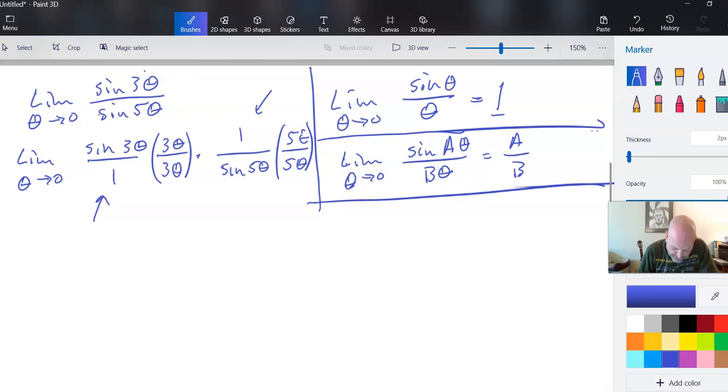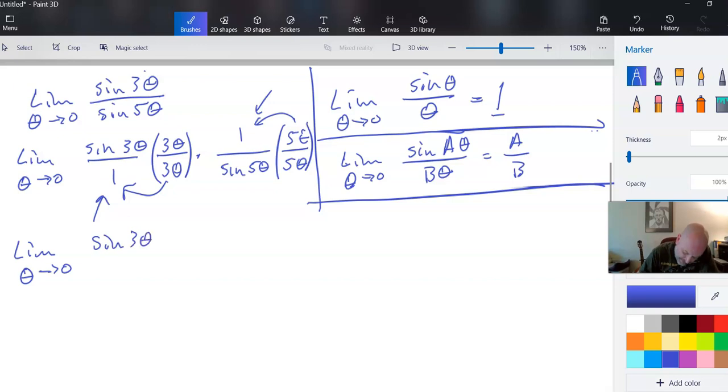I'm going to move this 3 theta into here, and I'm going to move one of these 5 thetas into here. So now this is the limit as theta approaches 0 of sine 3 theta over 3 theta. Now I've just used this one, right? That's the one that's put in there. So this guy's still hanging out. And then over here, I have a 5 theta in the top. I'm not going to use this one on the bottom yet. I'm just going to write the sine 5 theta here.